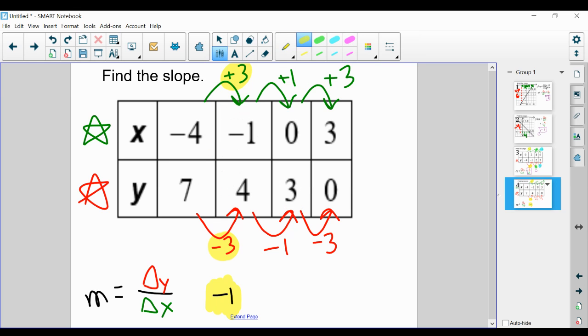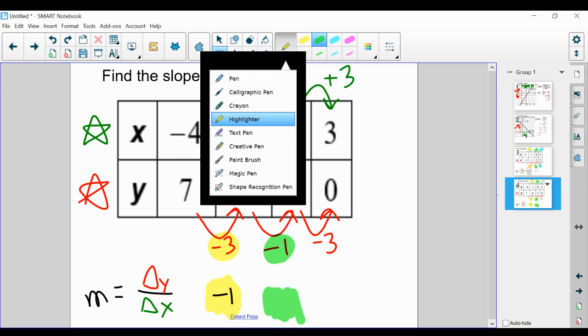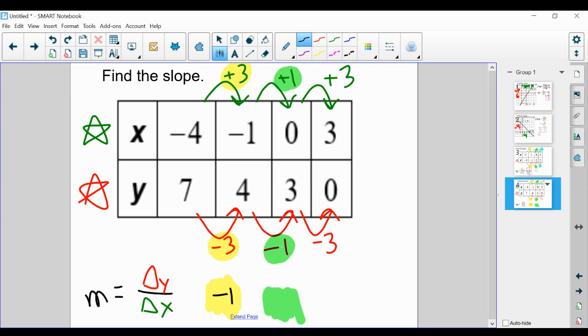All right, so now let's go to the second interval. Our change in y was -1. Our change in x was +1. So let's look at the slope of that set. Well, what's -1 divided by +1? -1. Now we're going to try it one more time just to make sure.